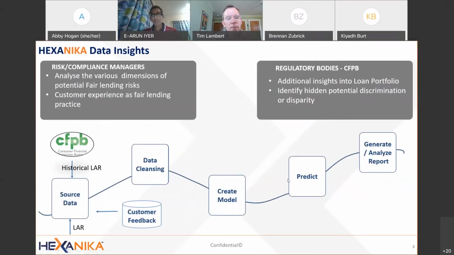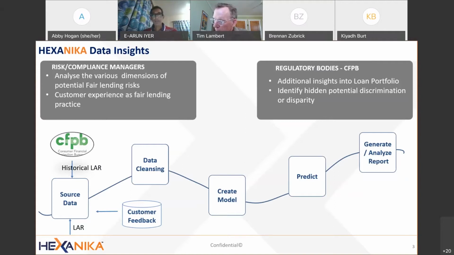When we looked at who our user would be, we are typically looking at risk compliance managers who are looking to assess the fair lending risk that the firm has. And obviously they are looking at various aspects of the data itself. But what we intended to do is provide these end users something beyond what is apparent and obvious from the data that they have. And that's where we're looking at various dimensions.